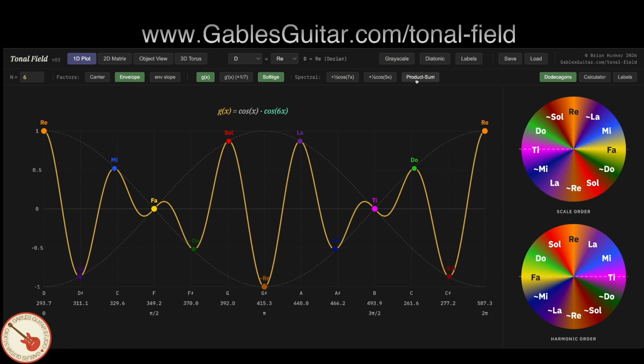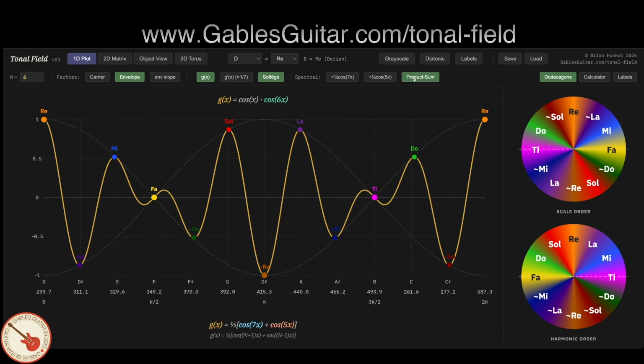Basically, there's something called the product sum that will show us our g of x from a different algebraic vantage point. And so I'm going to go ahead and turn on the product sum. And it shows us that the same g of x that here equals cosine x times cosine 6x equals 1/2 of cosine 7x plus 1/2 of cosine 5x. And that's really interesting because our factor here that makes the cosine, the envelope, different from the carrier is n equals 6, okay?